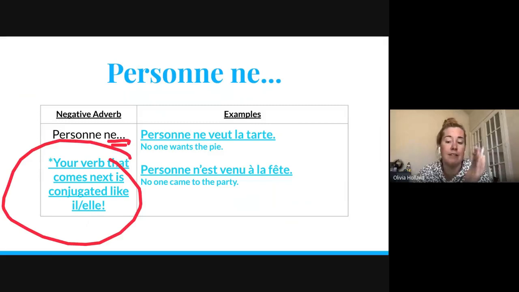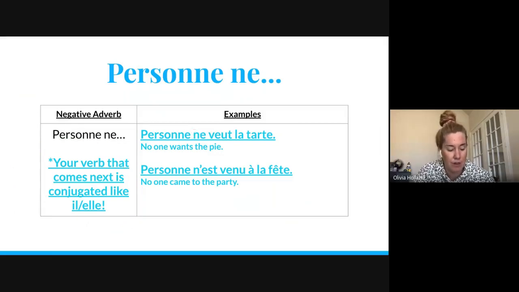it to mean negative. Because like I said earlier in this video, if you don't have the ne, sometimes the negative adverb ends up being the positive adverb. So in this case, if you don't have ne personne, you have just the word personne, it means anyone. It's the opposite. So if you look at this example and we take out this ne, it just means anyone wants the pie, but because of the ne there, it makes it negative. So the first thing to note is you have to have the ne right after.